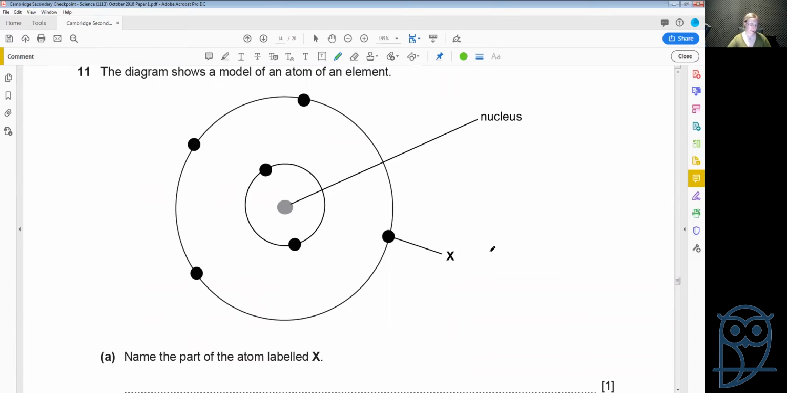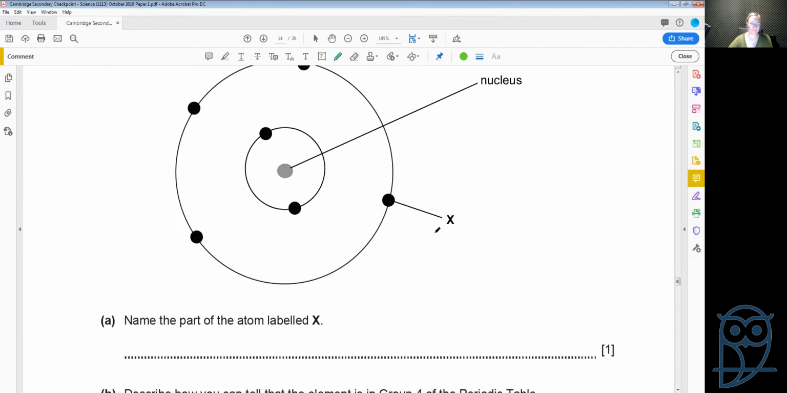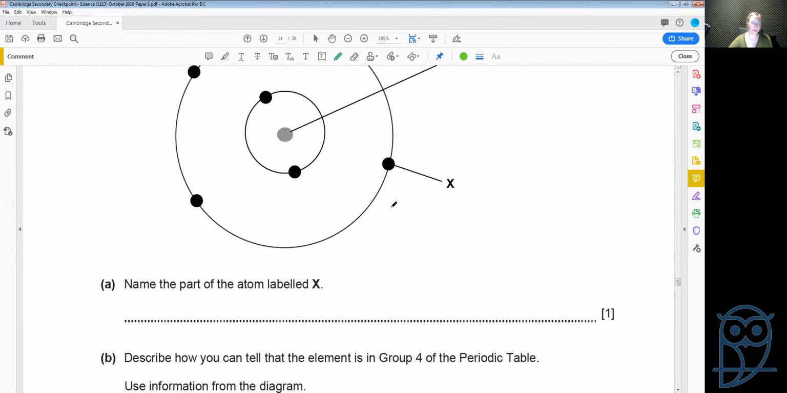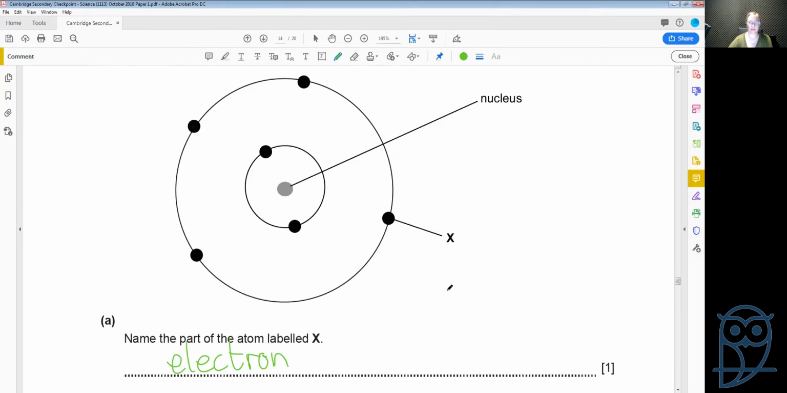Question 11 says, the diagram below shows a model of an atom of an element. So we've got a nucleus and we've got some electrons floating around. So name the part of the atom labeled X. That's an electron. Describe how you can tell that the element is in group 4 of the periodic table. Use information from the diagram.